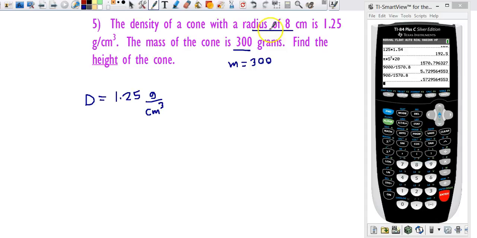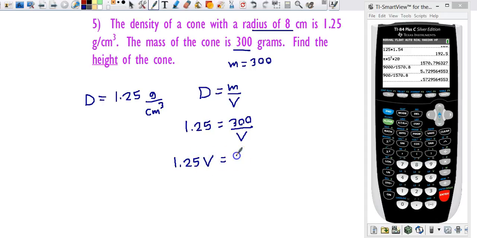We only have the radius, so we will need the volume. So we'll first find the volume using the density formula. Again, it's mass over volume. We are given these two numbers to substitute into our function. So density is 1.25, mass is 300, and our volume is unknown. If I multiply the volume by both sides, I'll get 1.25 times V equals 300.